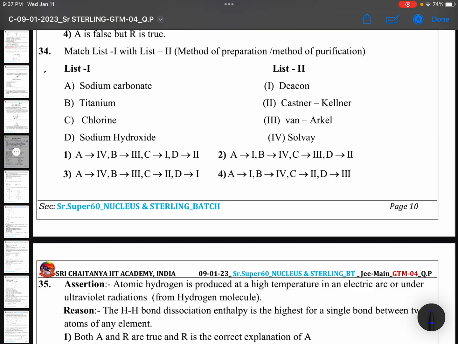Sodium carbonate is prepared by Solvay's process. Titanium, Van Arkel. Chlorine, Deacon's process. Sodium hydroxide, Castner-Kellner.